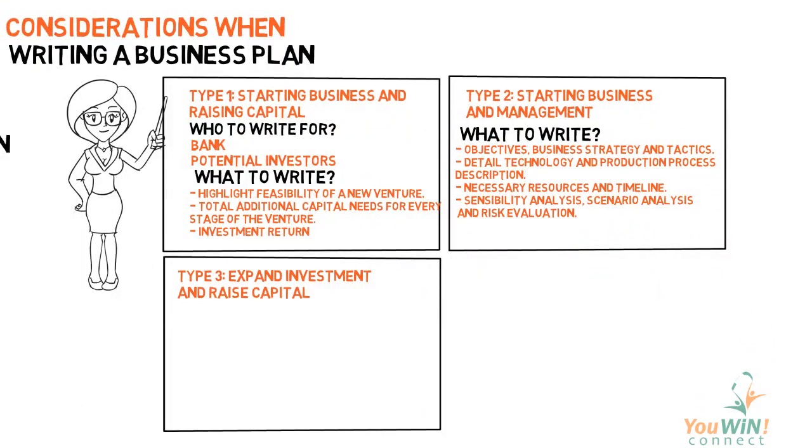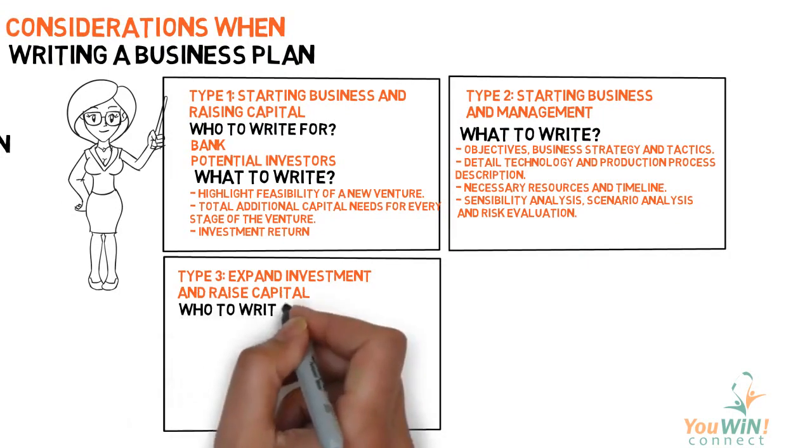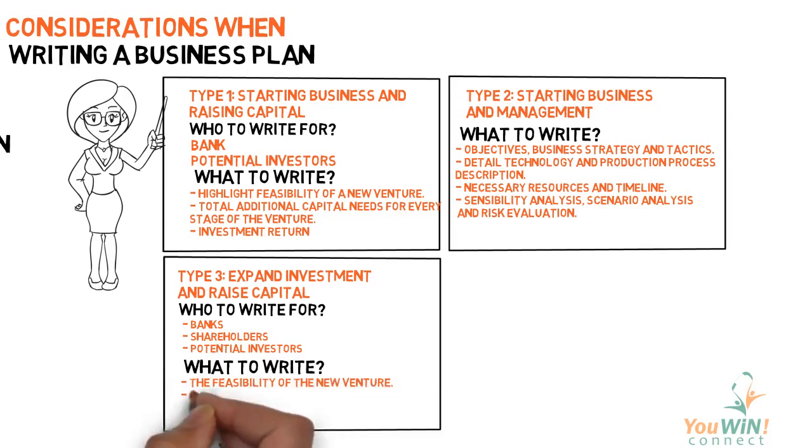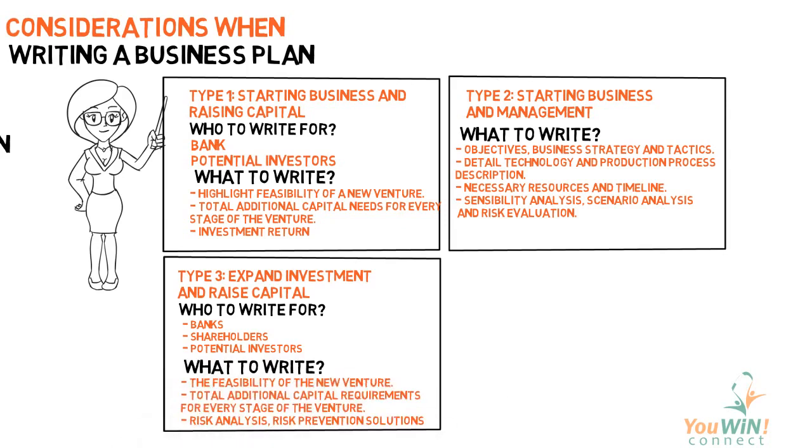Type 3, it's an expansion business plan. You want to expand the investment and you want to raise capital. You're writing for banks, shareholders, and potential investors. This should present clear turnover, current earnings, receivables, and why the company needs extra support. It should highlight the feasibility of the venture, show the total capital requirements and needs at every stage of the venture. It needs to emphasize which factors will enable the company to succeed.